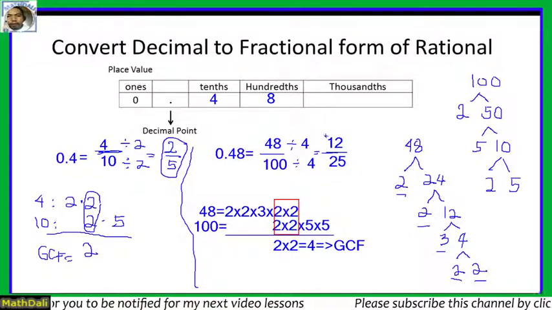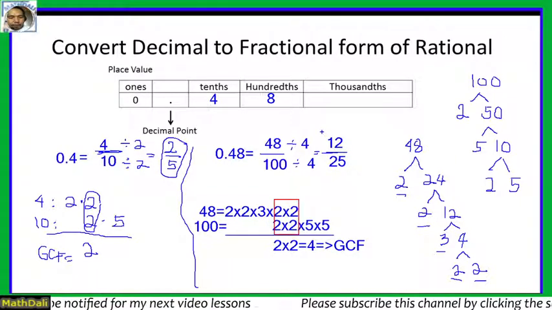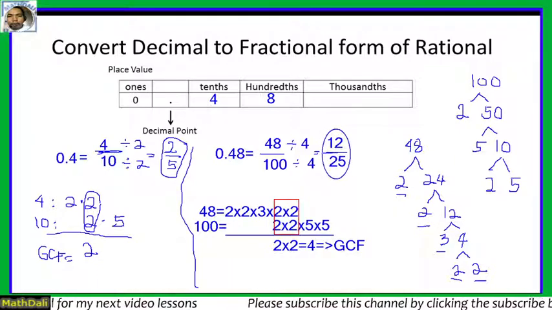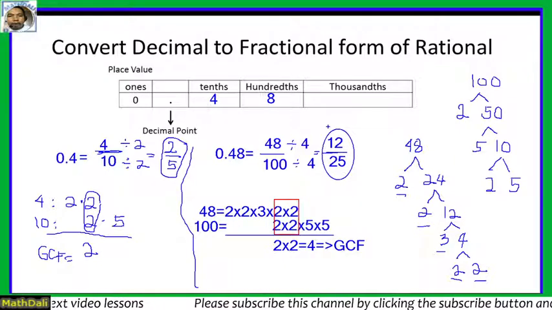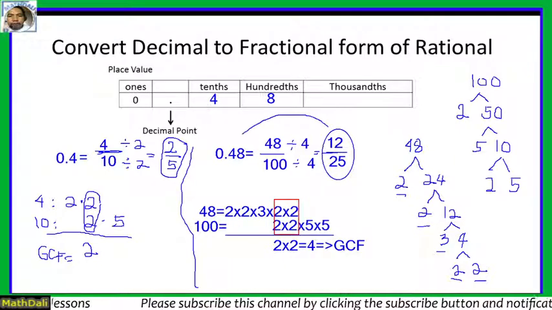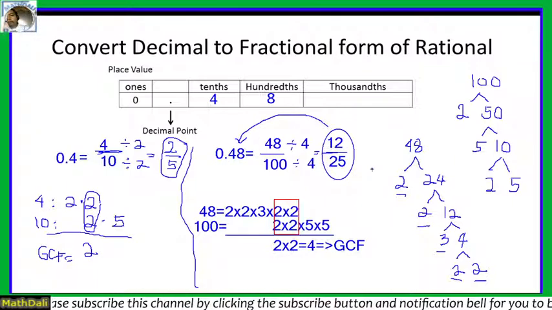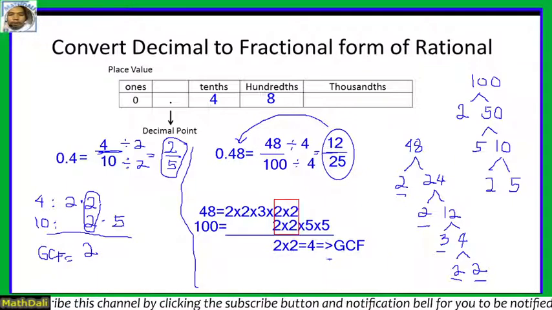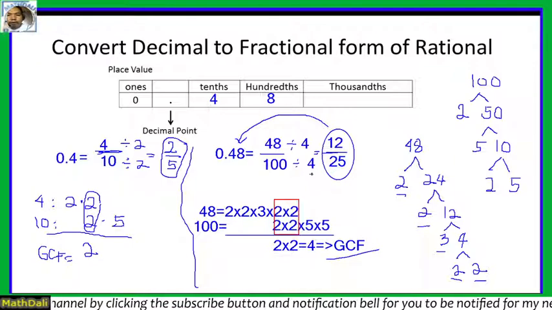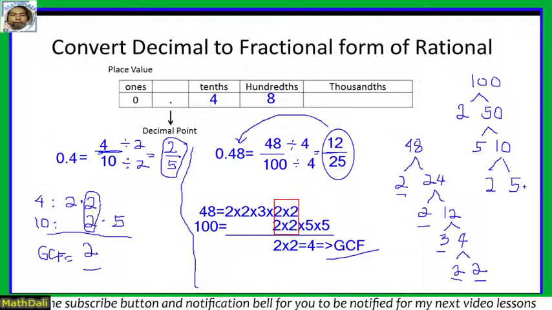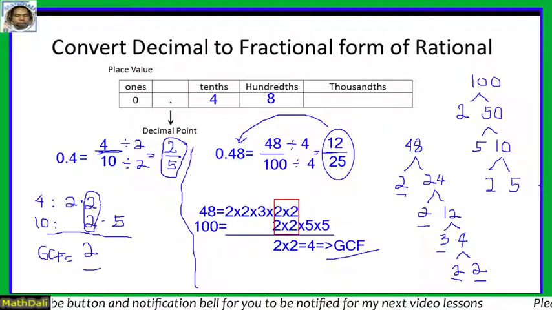So, yan yung ating sagot. Yan yung fractional form ng 48 hundredths in lowest term. Yan. Okay na? So, kunin yung GCF para yung lowest term. Ganyan lang pagkuha ng GCF by prime factorization. Okay, so, next.